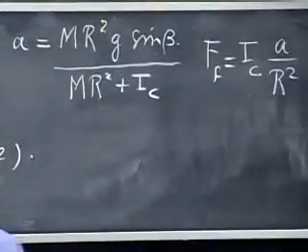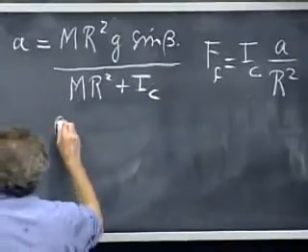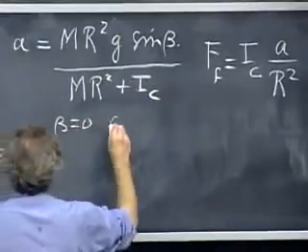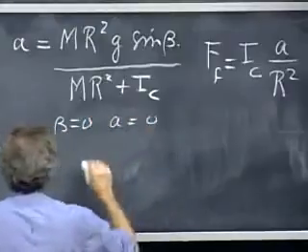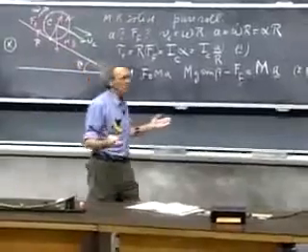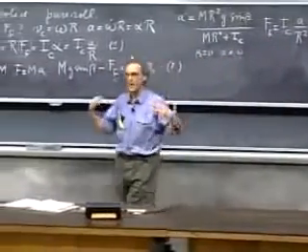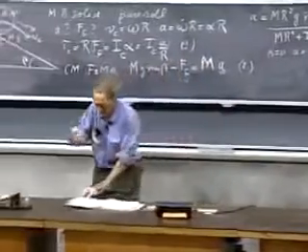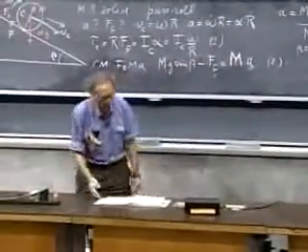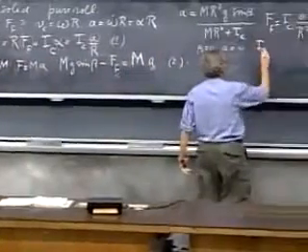Let's first take a look at beta related to A. Notice when beta equals 0, that A equals 0. It better be. If there is no slope, there cannot be any acceleration. Notice if A equals 0, the frictional force is also 0. It better be. So that is an easy internal consistency check that you can do.